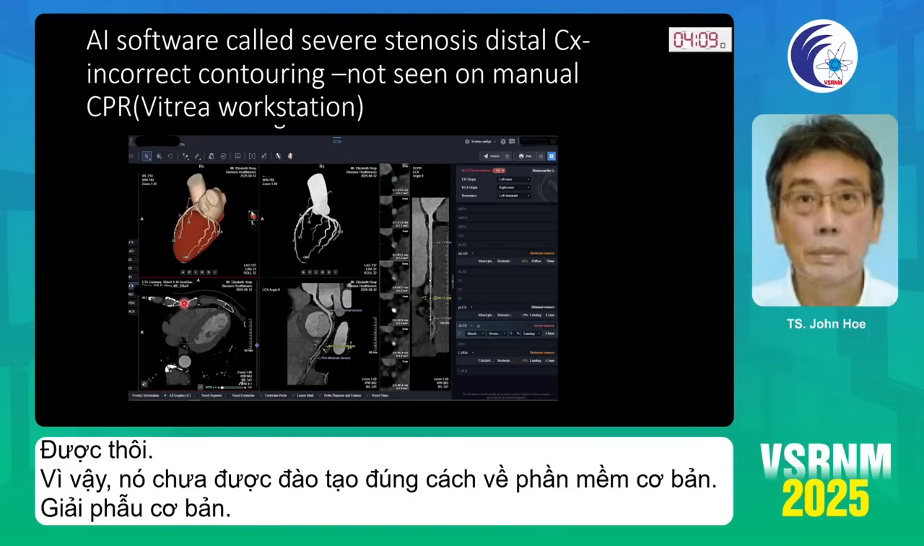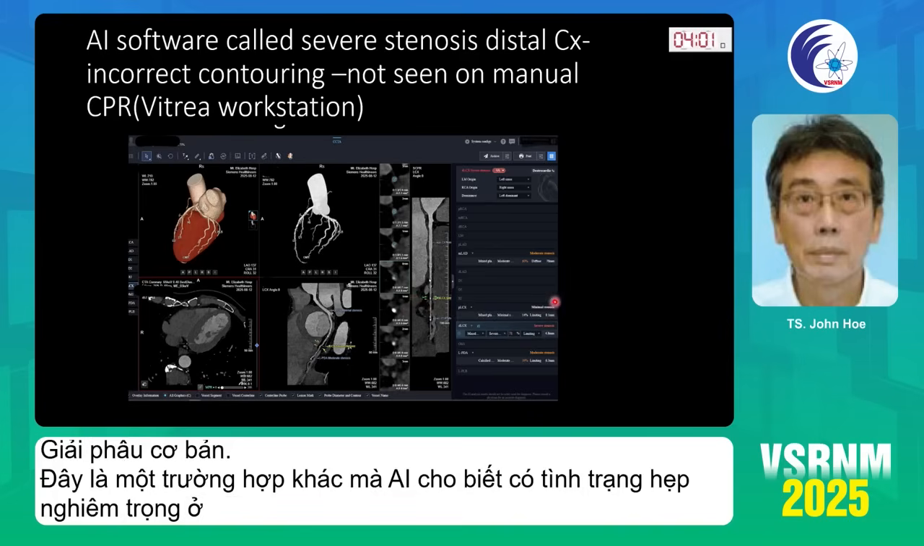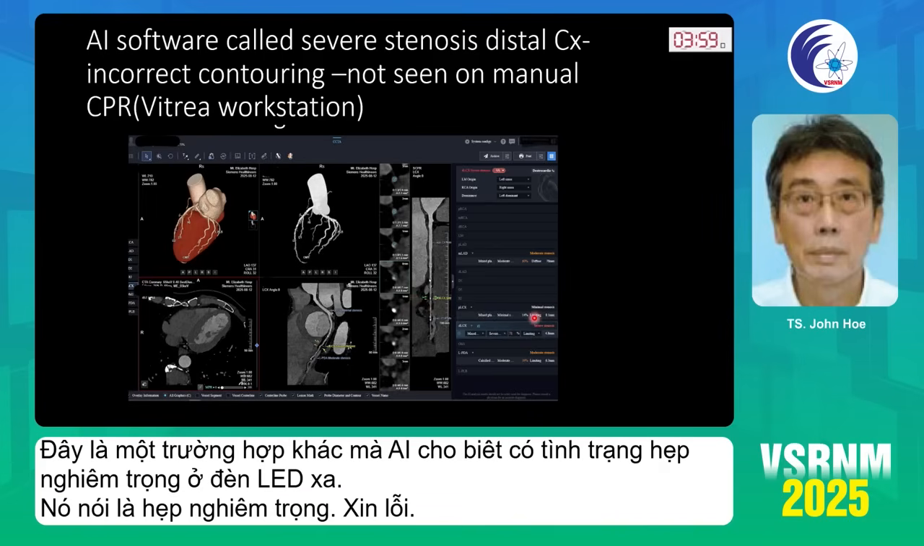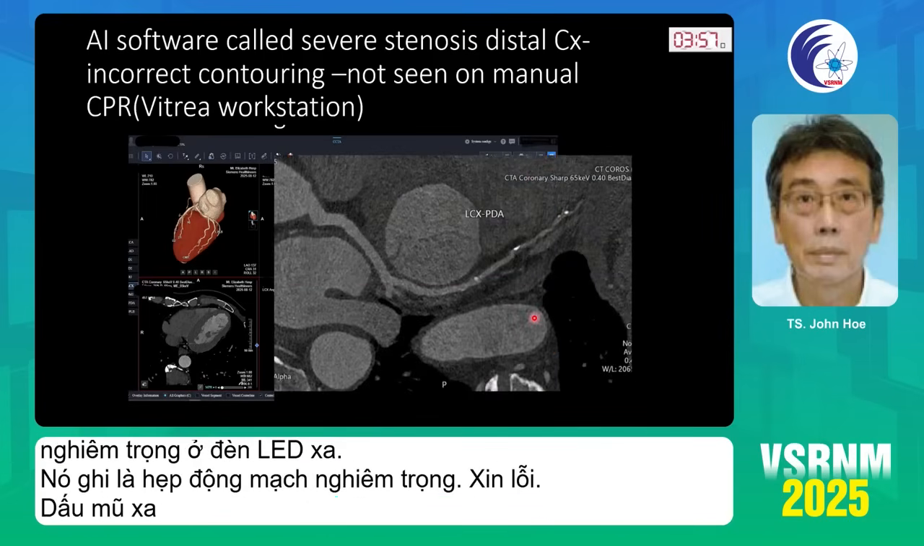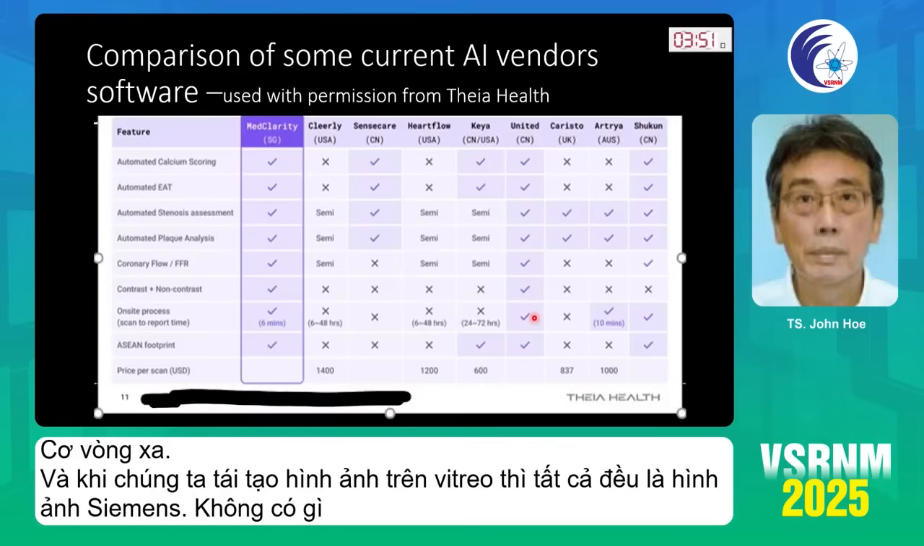This is another case where AI said there's a severe stenosis in the distal LAD. It says severe stenosis, sorry, distal circumflex. And when we recreate the images on Vitrea, these are all Siemens images, there's nothing.